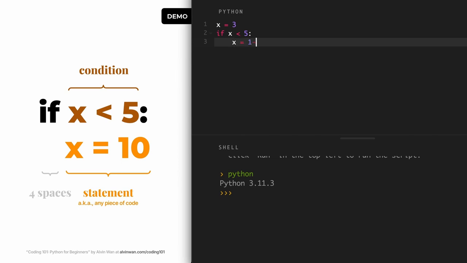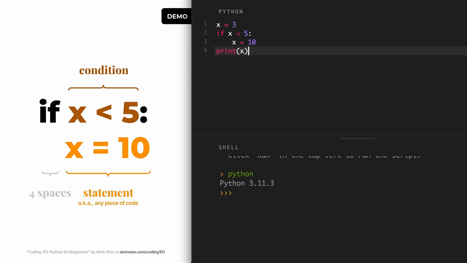Type in x is equal to 10. Hit enter again, and make sure to dedent out of the if statement by hitting backspace. Your cursor should now be aligned with the start of if. Let's print the value for x.